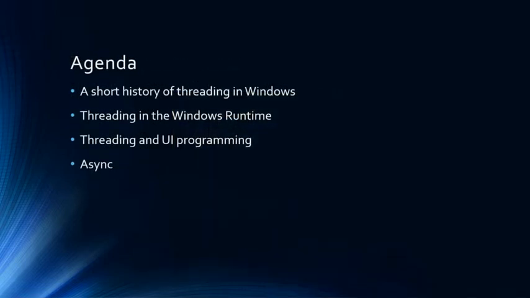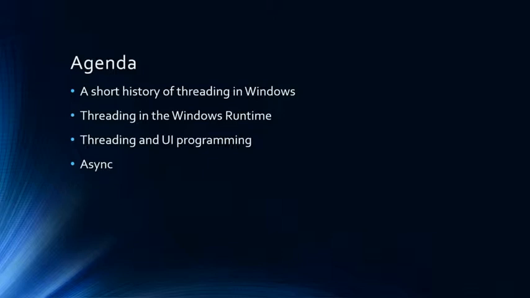Okay, so what are we going to talk about? We're going to go through a short history of threading in Windows. Actually, that's one slide. Then we'll talk about how threading works in the Windows runtime and the desktop, because we'll be going into the user mode thread pool and how the kernel schedules things. And then we're going to spend a bunch of time talking about threading and UI programming and how that's evolved over the last 5 to 8 years.